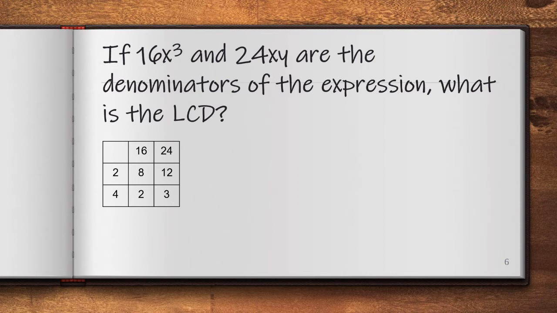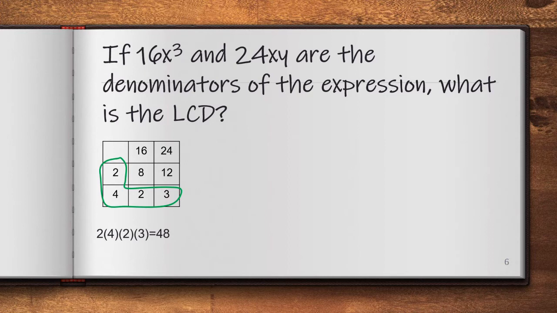2 and 3 do not have any common factors except 1, so we will just multiply the common factors at the left by the uncommon factors at the right. Notice that we have the L shape. So that's 2 times 4 times 2 times 3, and it is equal to 48. In GCF, we do not include the uncommon factors, but for LCD, uncommon factors are included in the final multiplication.